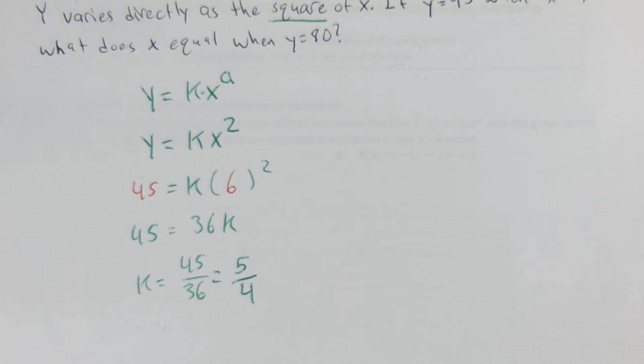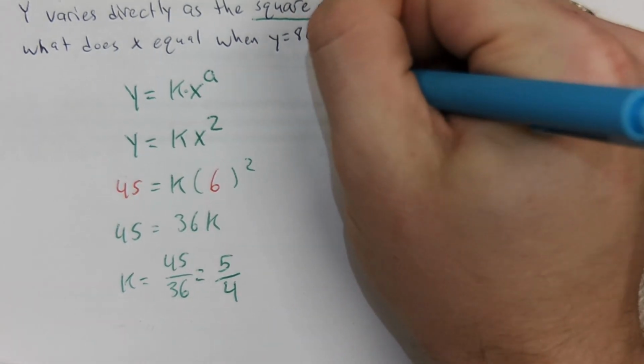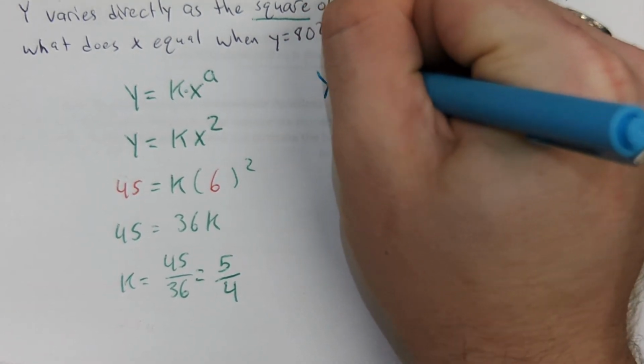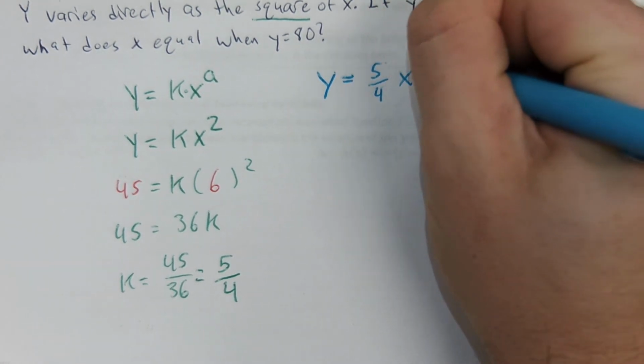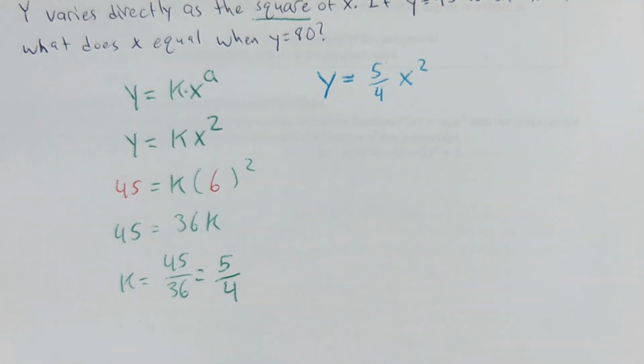Now that we know what k equals and we know what a equals, we can plug in anything we want to solve for anything else that we want. Switch over to blue. I like blue. Y equals 5/4 x squared. A good old quadratic. We'll plug in y equals 80 and solve for x. Not bad, right? This isn't scary, is it?